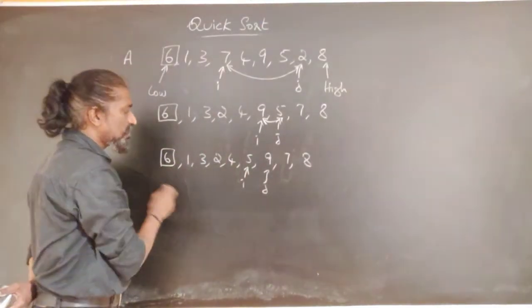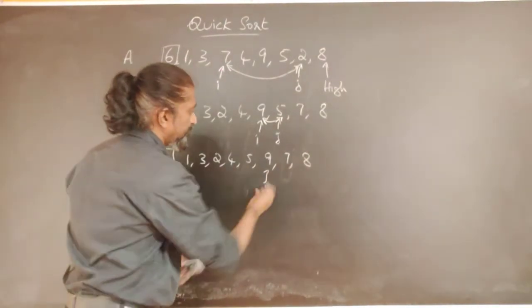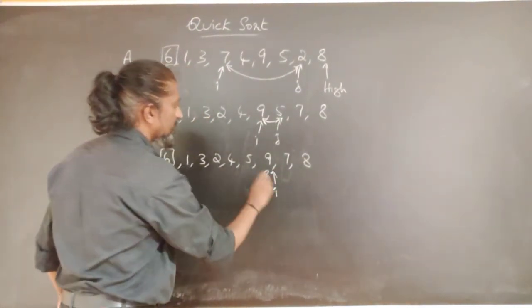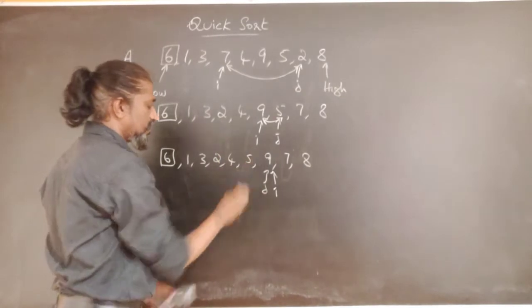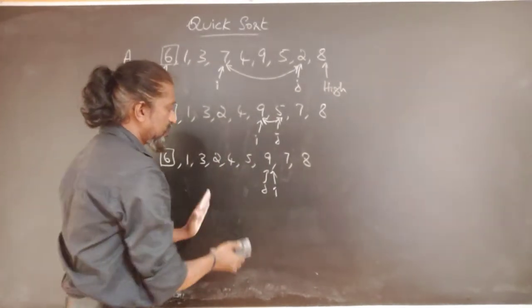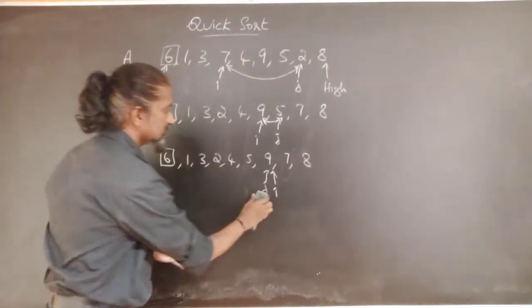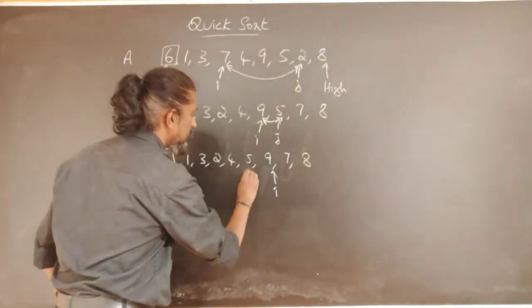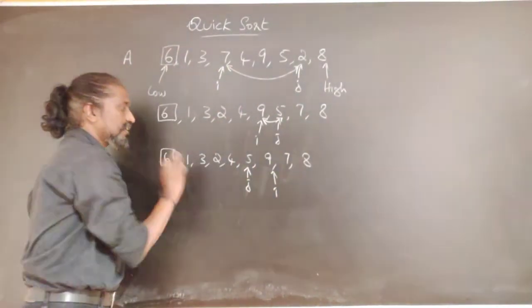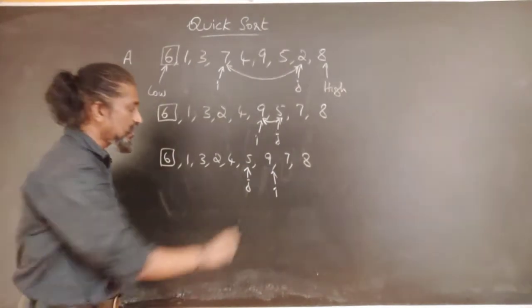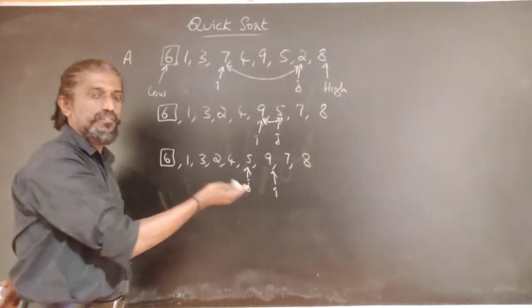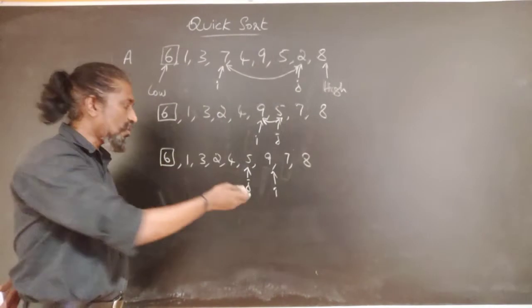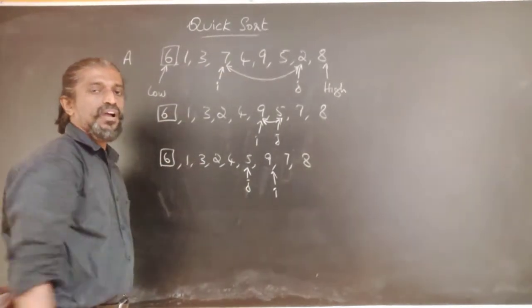5 is smaller than 6. Therefore, i can be incremented. 9 is not smaller than 6. Therefore, we stop the i pointer. We start with the j pointer. 9 is greater than 6. Therefore, the j pointer can be decremented. 5 is not greater than 6. j also stops there. Now we can see i and j have crossed over. The value of i has become greater than j, or j's value has become lesser than i.